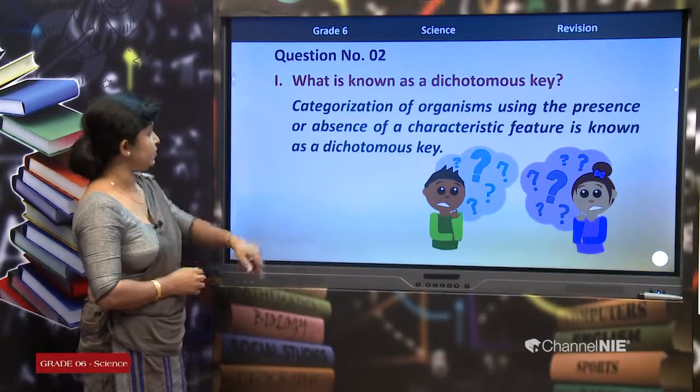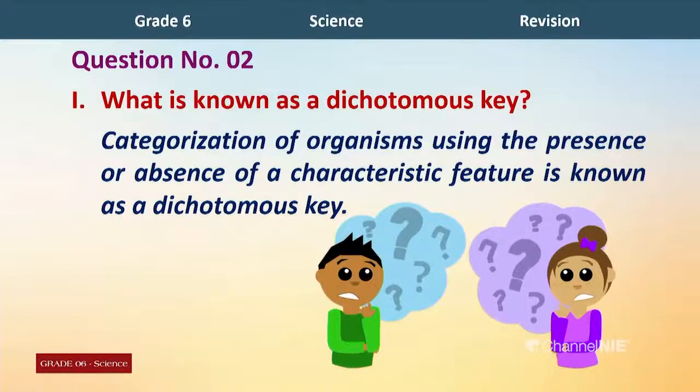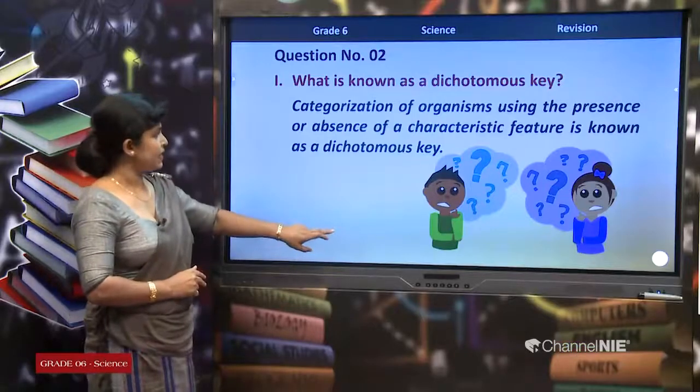Let us see the answer. Categorization of organisms using the presence or absence of a characteristic feature is known as a dichotomous key. Right? Can you remember this definition? We have given you this definition for dichotomous keys. I think you all have learnt it and you can remember that. You can read with me. Categorization of organisms using the presence or absence of a characteristic feature is known as a dichotomous key. Right? Let us take an example.